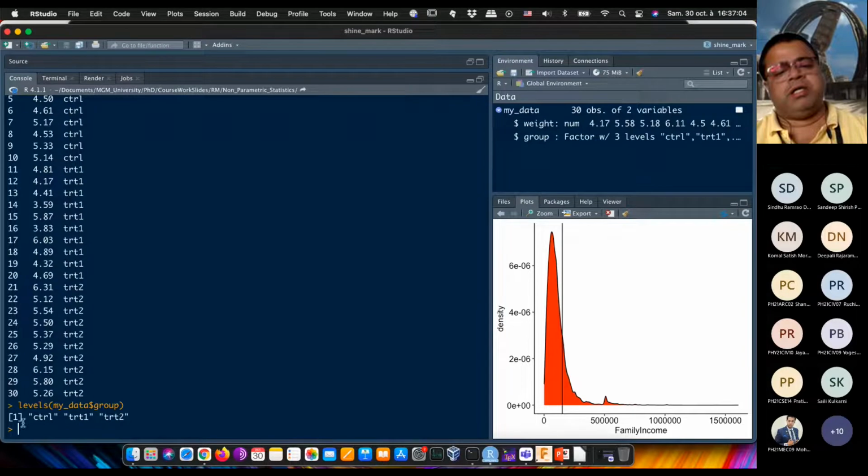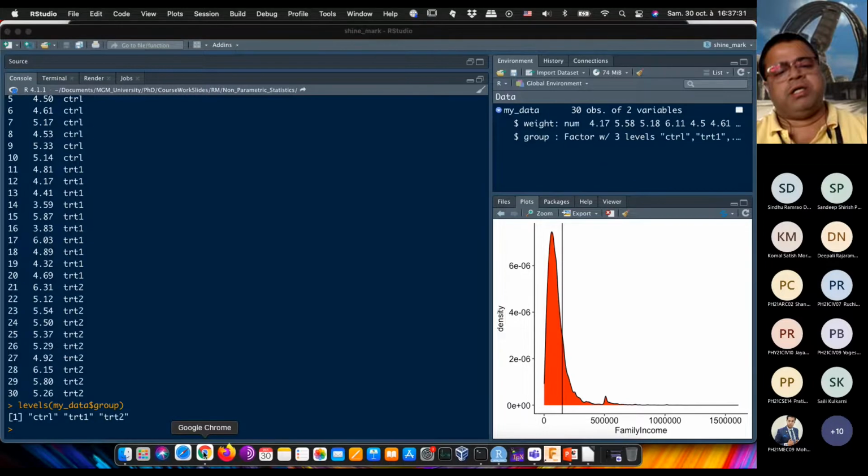So on your screen right now, you are seeing which levels are available. That means I have a table in which there is this column which is named CTRL. That means the control group. Control group वो होता है जिसको कोई treatment नहीं देते. Okay, and there is one column which has got the treatment 1, the first kind of treatment. There is another column which is giving the second kind of treatment.